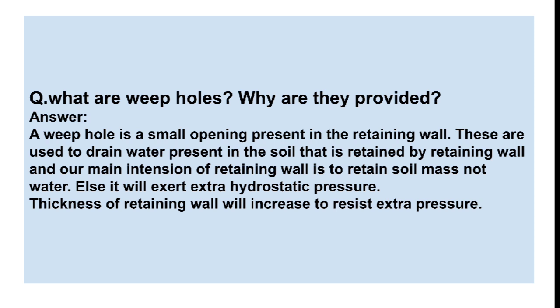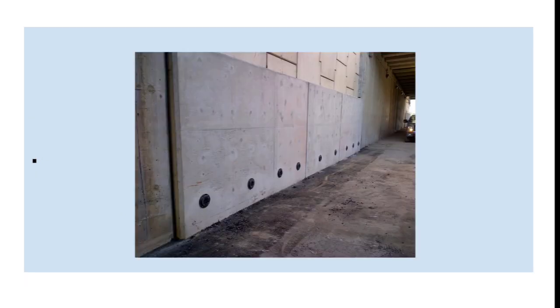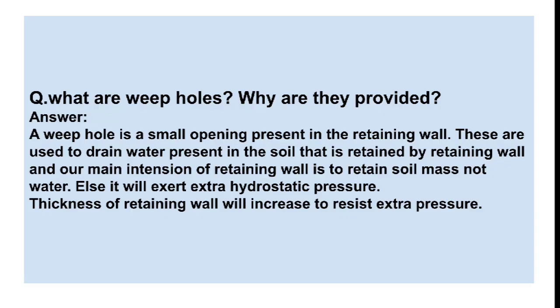Now, what are weep holes? Why are they provided? A weep hole is a small opening present in the retaining wall. You can see here there are some holes present in the retaining wall, and these are used to drain water present in the soil that is retained by the retaining wall. Our main intention of a retaining wall is to retain soil, not water, else it will exert extra hydrostatic pressure, so that the thickness of the retaining wall will be increased.